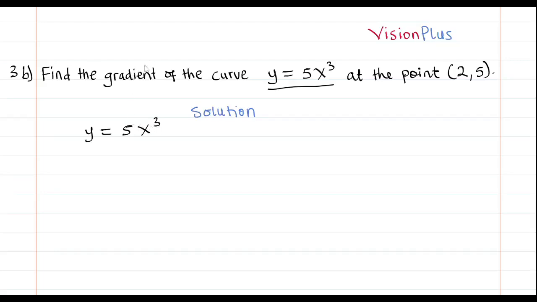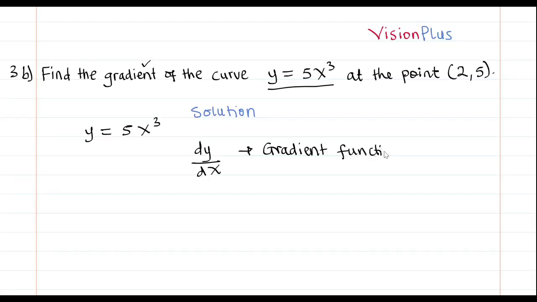And for us to find the gradient of the curve at any point, we need to find the gradient function. So what is the gradient function? The gradient function is dy/dx, since the function is defined by y. So we need to find dy/dx. This is what we call the gradient function, and this is the derivative of the curve.